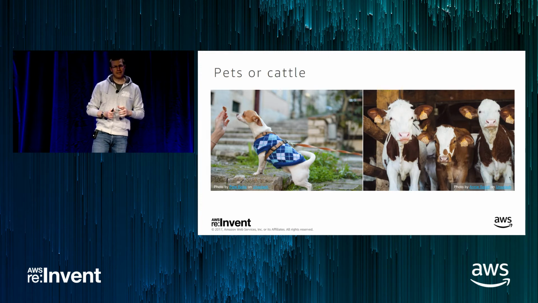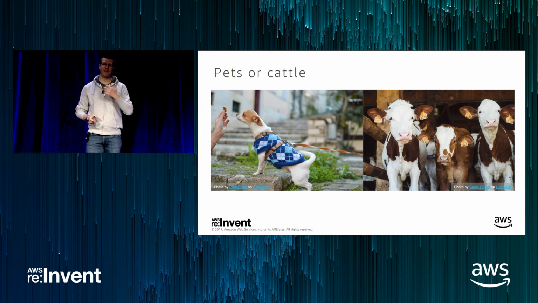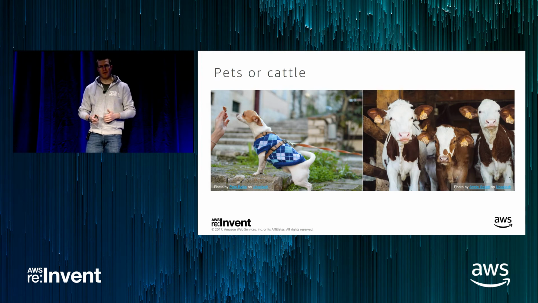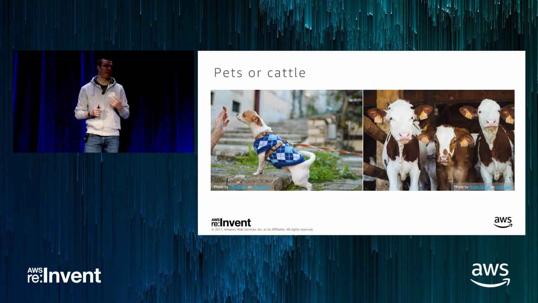Cattle is the other approach. Servers have numbers, servers still have names, and that's totally fine. But we need to have that automated. Everything to start an instance, set up the instance, and run the application on the instance needs to be automated in a fully automatic way through autoscaling.